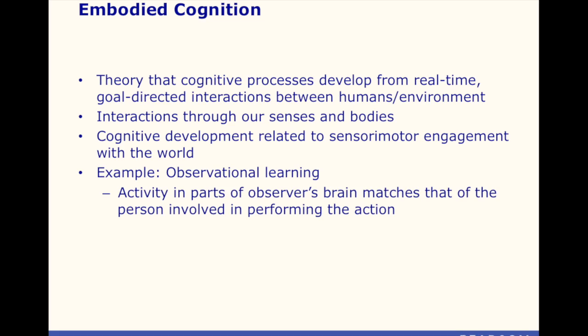What can it be used for? What application does this have? Keeping me warm in the winter, etc. Cognitive development is related to sensory motor engagement in the world. Again, it's about interaction with the world. They give the example of observational learning. Activity in parts of the observer's brain matches that of the person involved. So if I'm observing somebody do an action, it actually activates the same portions of my brain and causes brain activity, even though I'm not really performing that task. I'm being empathic. I'm actually watching the other individual perform that task, but it's still activating the same parts.